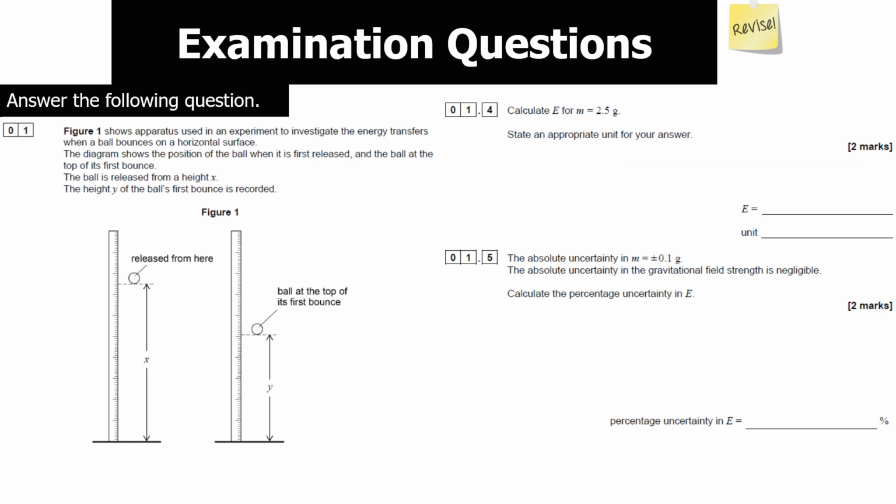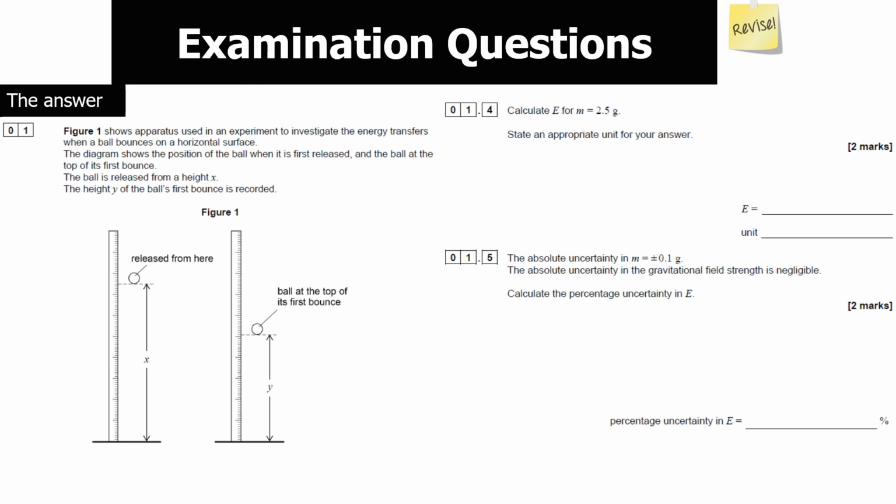Now the next question says calculate E for mass equal 2.5 grams, state an appropriate unit for your answer. Then the absolute uncertainty in m is plus or minus 0.1 g. The absolute uncertainty in the gravitational field strength is negligible, so calculate the percentage uncertainty in E. So pause the video now, then unpause the video when you want to go through your answer.